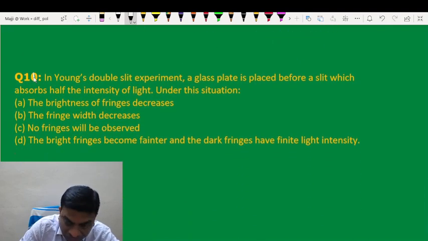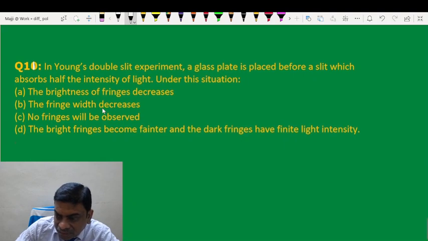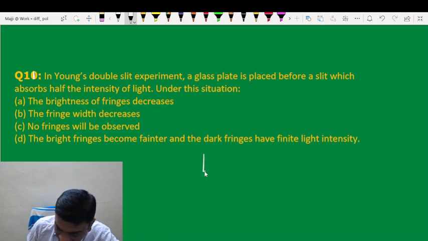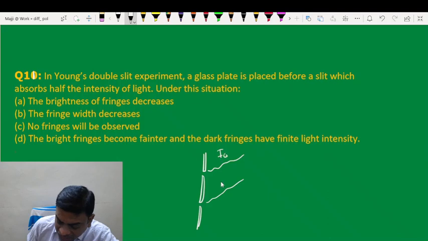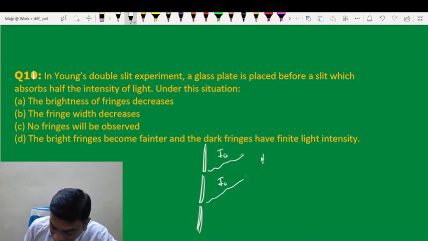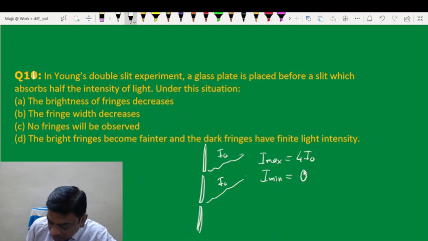Then coming to question number 11. In a YDSE, a glass plate is placed before a slit which absorbs half the intensity of light. Under this situation, now since initially the intensities were the same. As I told you, unless otherwise mentioned, we have to always assume that the intensity is the same for both the slits, identical. So in that case, what will happen? The maximum intensity will be 4 times I naught, and of course minimum intensity will be 0.